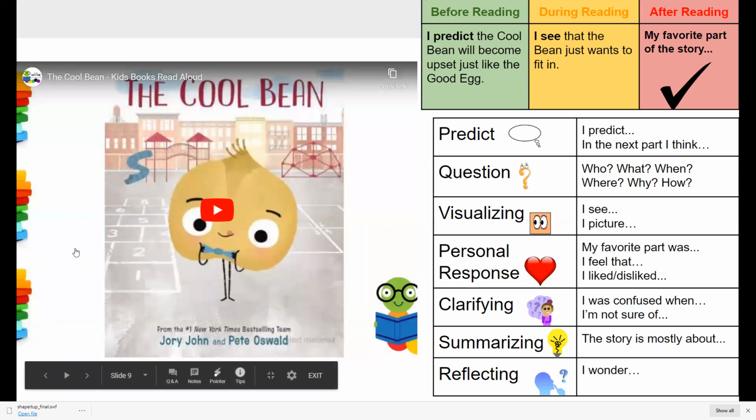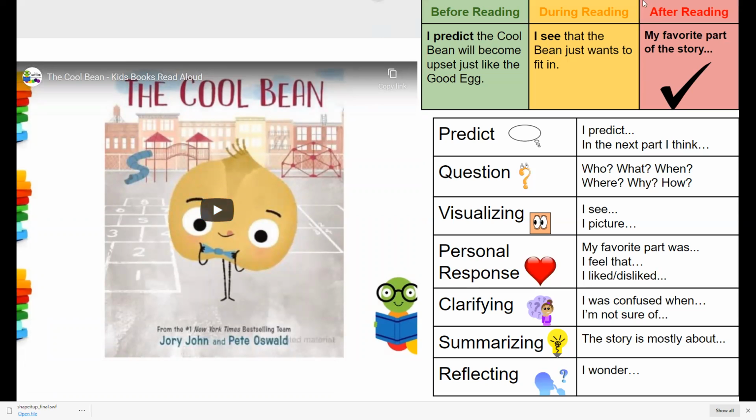Okay, what a wonderful story. So now let's complete this last part of the chart for the after reading. For me, I'm going to use the my favorite part of the story stem. Think to yourself, what was the part of the story that you enjoyed the most?